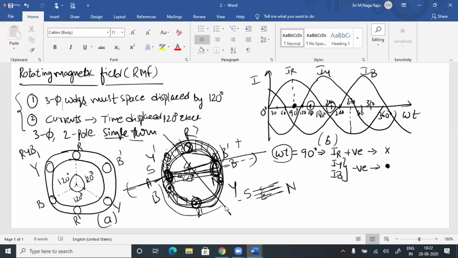Finally, you have to conclude that as the magnetic field axis is rotating with respect to time omega t, this is called a rotating magnetic field, or we can say that the magnetic field is moving in the air gap. This rotating magnetic field will cut the rotor winding, and EMF is induced. From there, the story is the same. I hope everyone is clear. If you have any doubt, ask me.